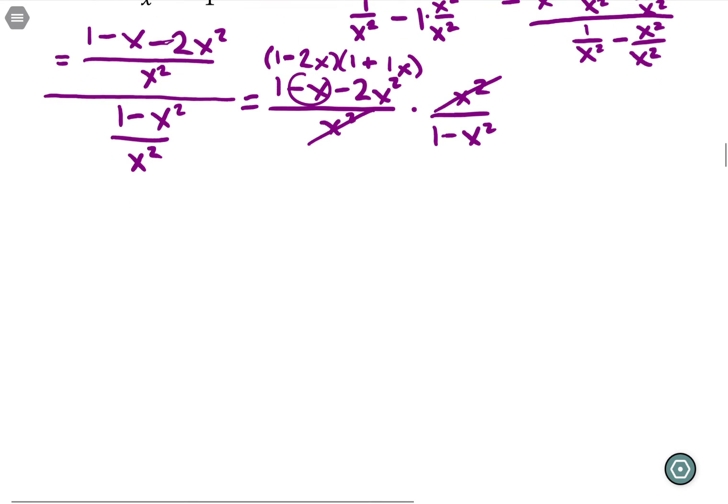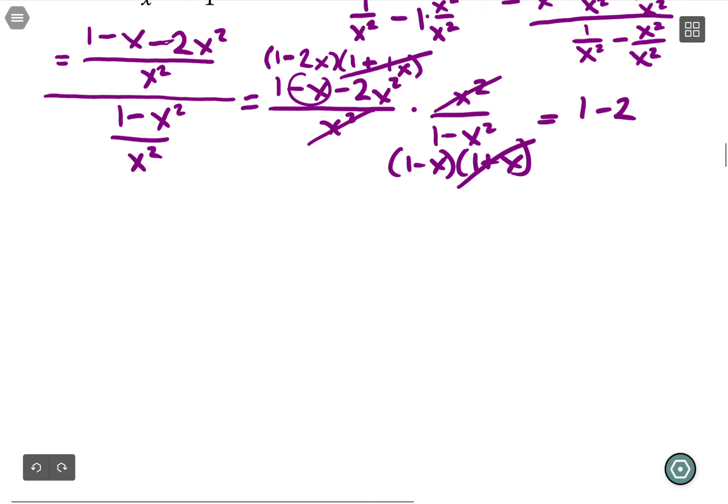For this other one, I have a 1 minus x, 1 plus x. So I can cancel a 1. Oh, nope. Getting ahead of myself. Hold on, can I erase that? Not the 1 minus x, the 1 plus x. That one. And I'm left with 1 minus 2x over 1 minus x.